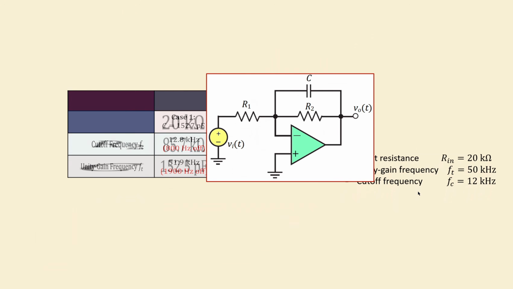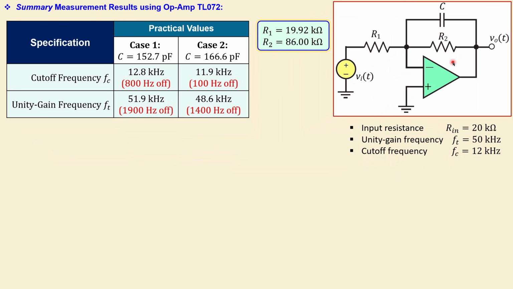But let's also summarize the results. This is the circuit we have been given. These are the specifications. This is the R1 and R2 I have used. And in case 1, we had the following with this capacitor value. The cutoff frequency was 800 hertz off, and the unity gain frequency was 1.9 kilohertz, or 1900 hertz off. But the right side, which I have chosen as the final choice, has a cutoff frequency that is pretty close, and the unity gain frequency has improved, but still has some error in it.